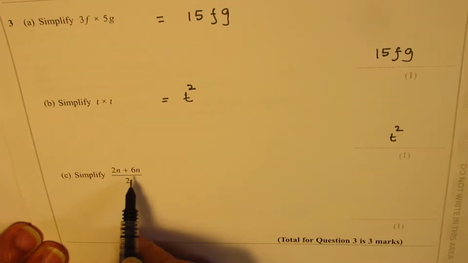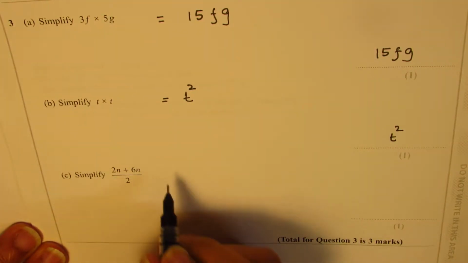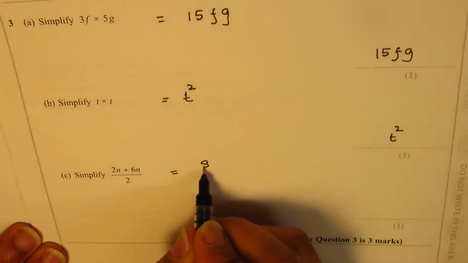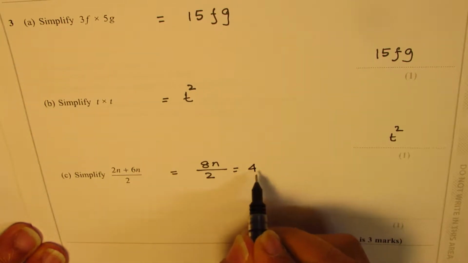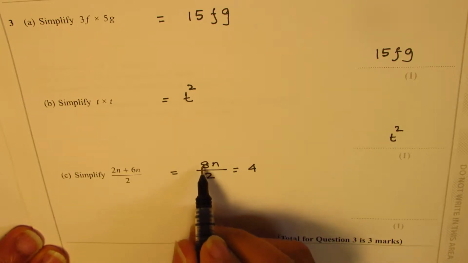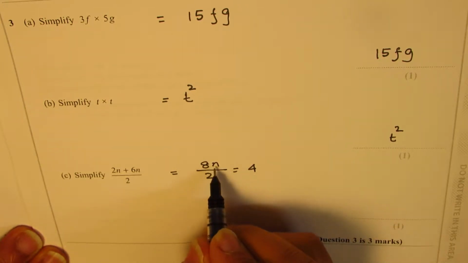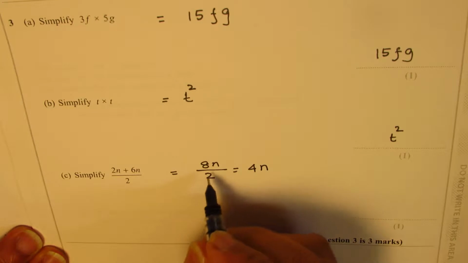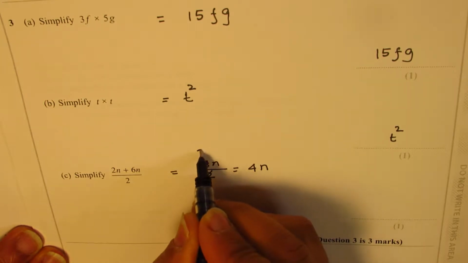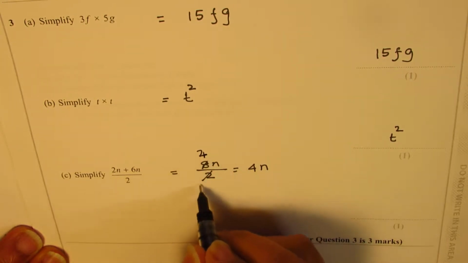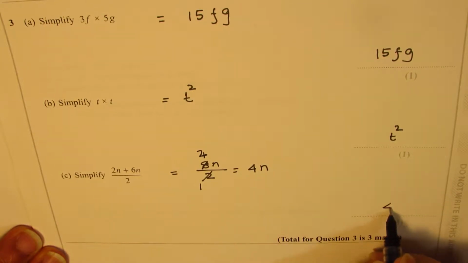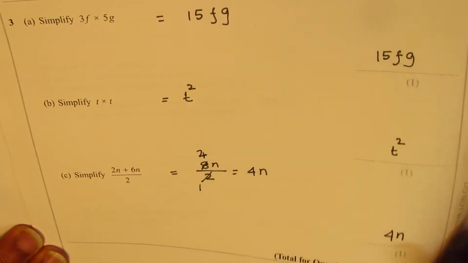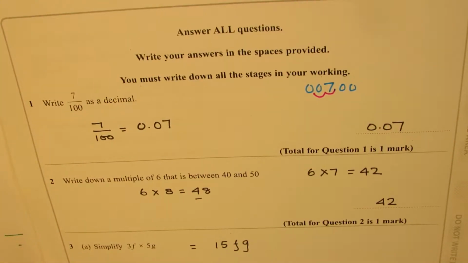And then we have to simplify 6n plus 2n, divided by 2. So 2 plus 6 is 8. We can write this as 8n divided by 2. Now 8, when you divide by 2, you get 4, and n is left here, right? So you get 4n. So the answer here will be 4n. Clear? So that is how we are going to answer these questions.